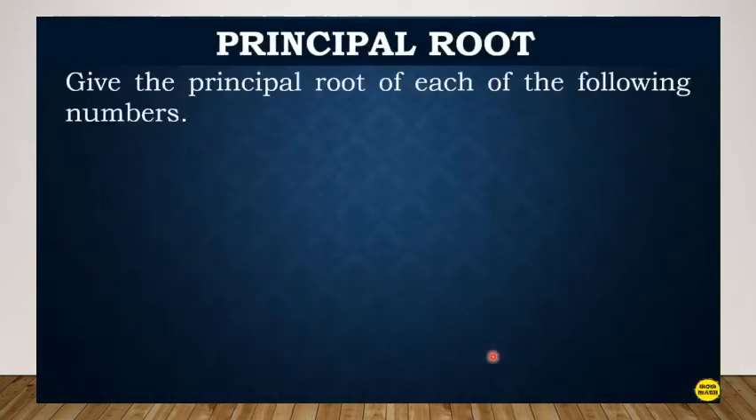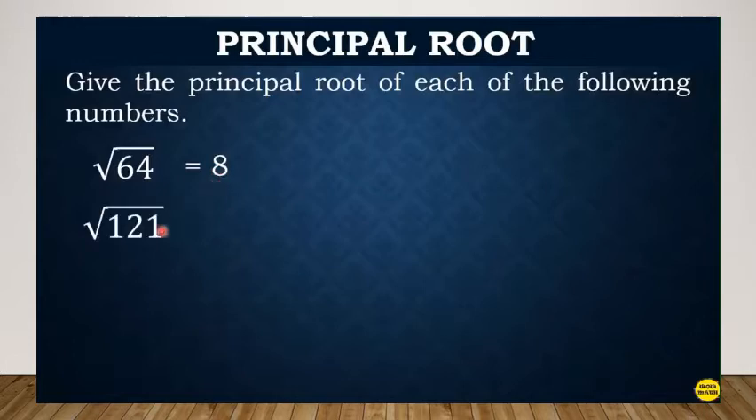Okay, let's have an example. Give the principal root of each of the following. So, I have square root of 64. Square root of 64 is a perfect square. Okay, so therefore, principal root lang ang hinahanap natin. So, that is positive 8. Okay, because 8 times 8, that is 64. So, 64 is a perfect square. Okay, so bakit positive lang to? Kasi ang hinihingi lang po ay principal root. Okay, so this is a rational number. Square root of 64 is a rational number kasi yung square root niya is a rational.